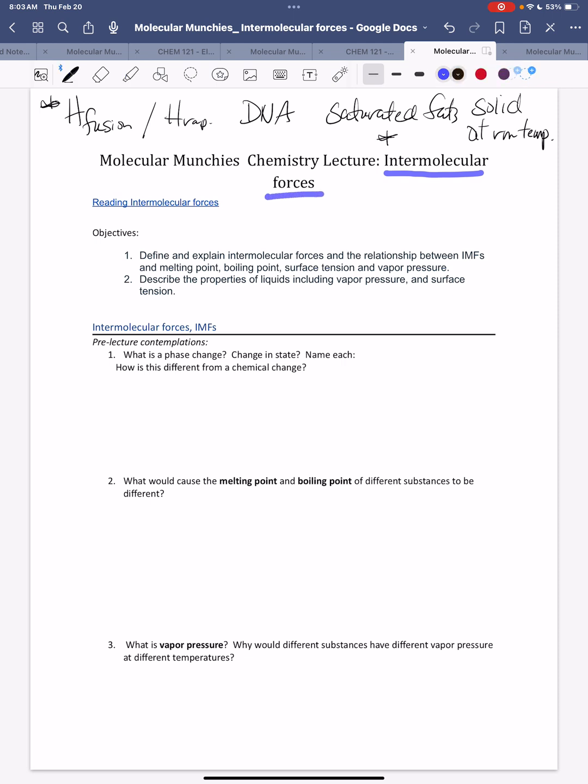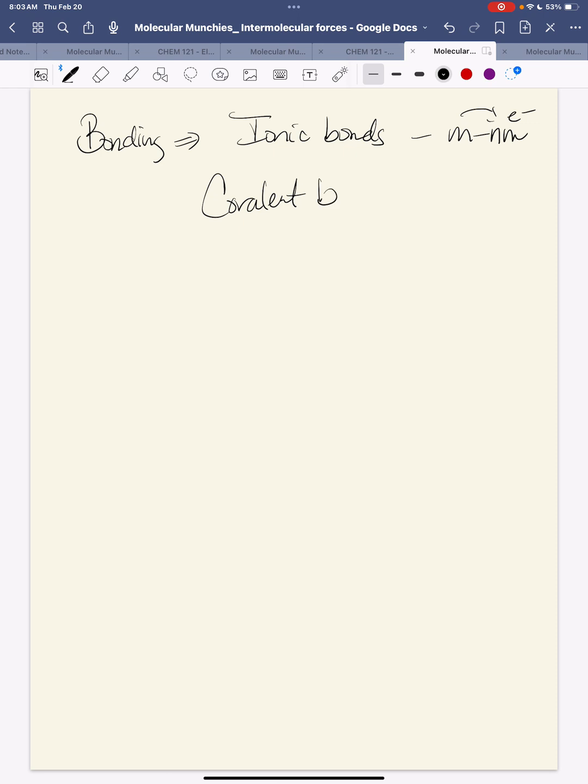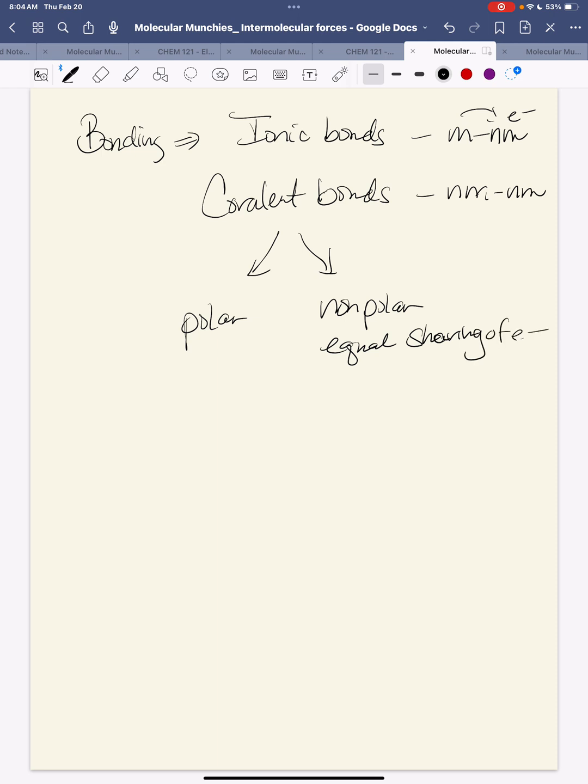Before we get started, I just want to make sure that we are clear. I'm going to review just a bit. We're clear that bonding comes in two flavors, right? We get ionic bonds, and those are between metals and a non-metal, and the electron is actually transferred. We get covalent bonds, and those are between two nonmetals. And we have two flavors of those bonds. We have polar bonds and we have nonpolar bonds, and that's dependent on equal sharing of electrons versus unequal.